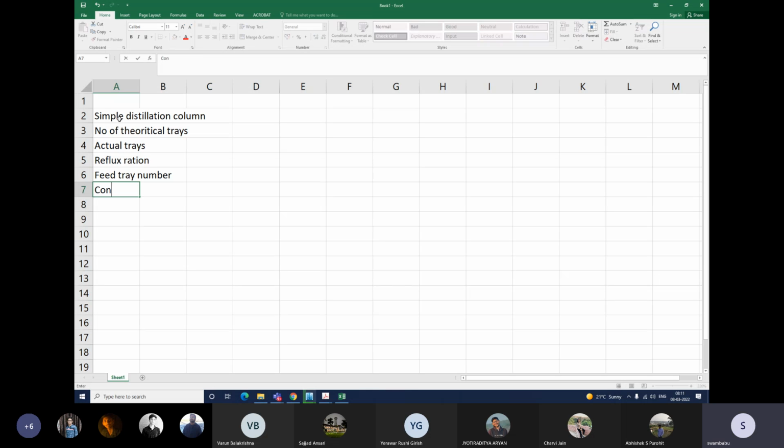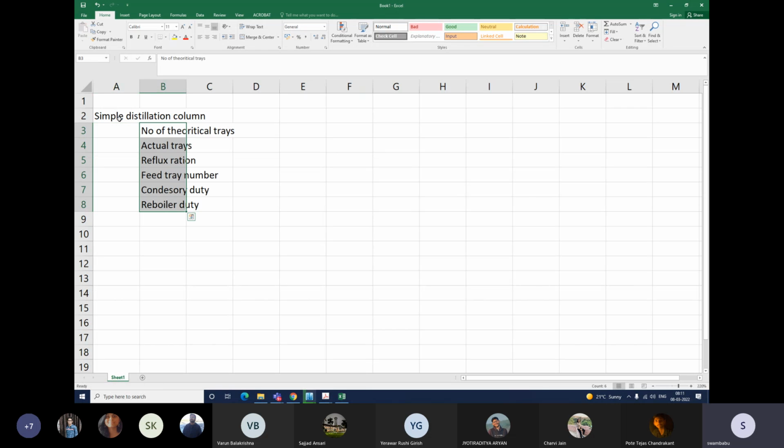And it also gives you the condenser duty. That means how much heat needs to be removed in the condenser and how much heat needs to be supplied from the boiler, we can find out. So these are the things we can find out when you simulate the simple distillation column.